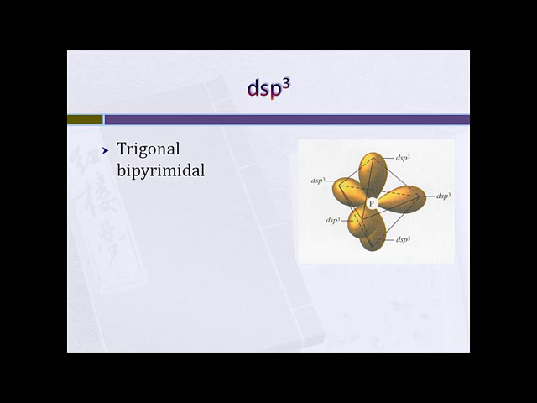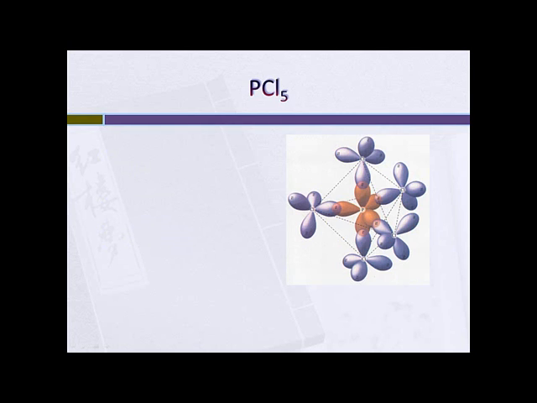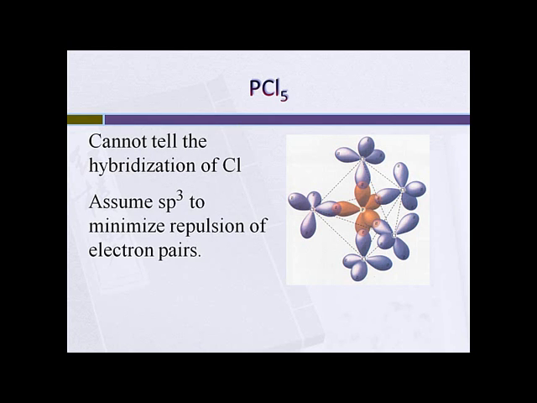of dsp3 hybrid orbitals. They can only sigma bond, and you end up with something like PCl5, and there are other shapes that you probably did when you did electron domain theory for geometries, like the seesaw or the T-shaped, but that is the dsp3 hybrid orbital. Finally, you look at PCl5. We can't really tell the hybridization of the chloride, but we might assume sp3 to minimize the repulsion of the electron pairs. This is sort of the theory stuff that chemists love to get into.